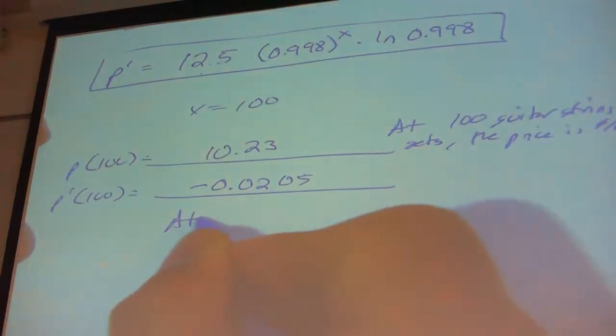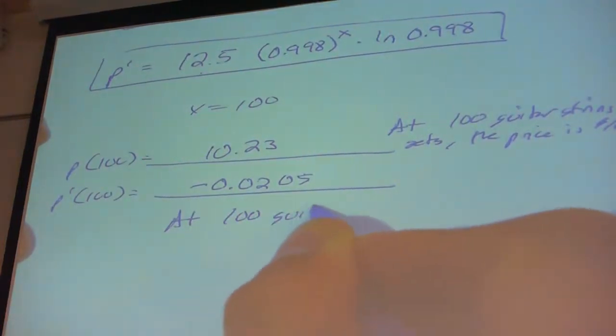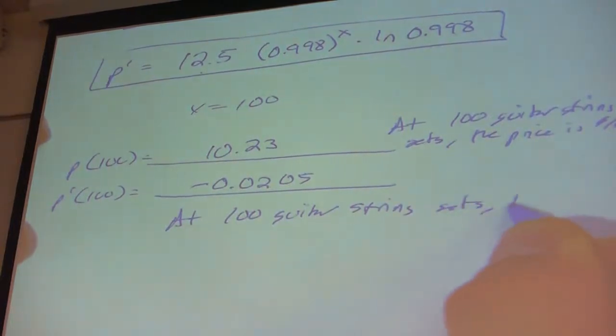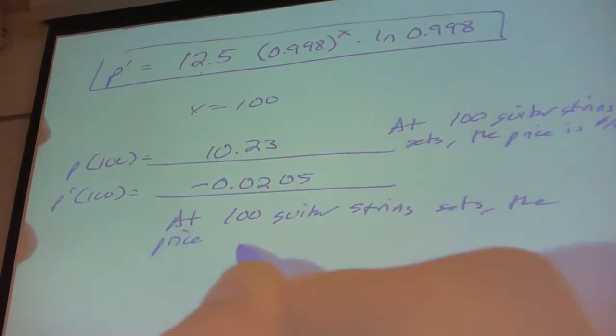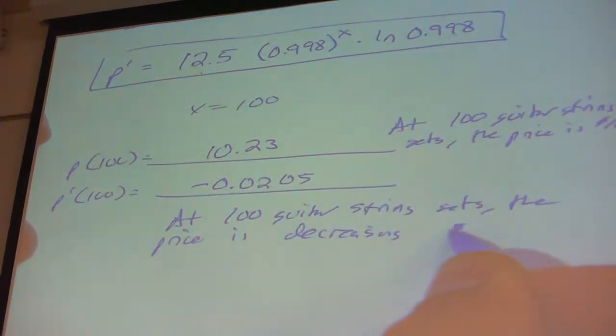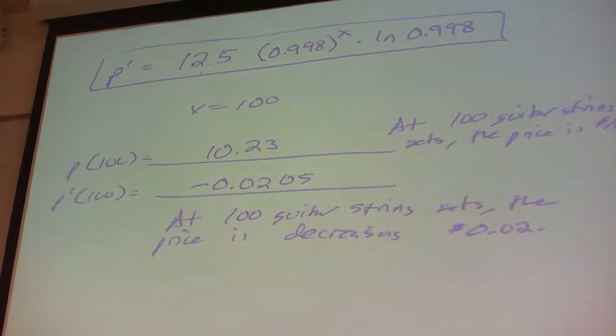That means at 100 guitar string sets, the price is actually what? Decreasing about 2 cents. So remember, this is nothing new. What is a derivative? Rate of change. How the price is changing. So after selling 100 guitar sets, the price is actually decreasing 2 cents.